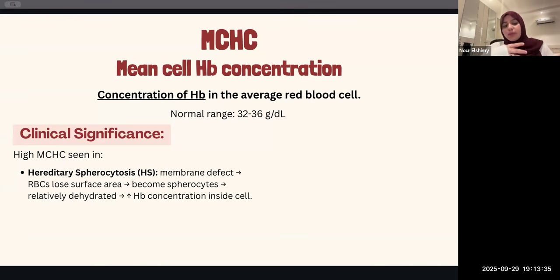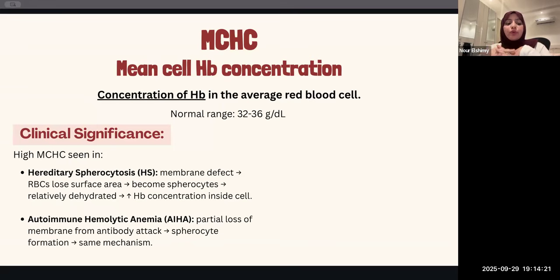So to sum this up, hereditary spherocytosis happens when there is a membrane defect for whatsoever cause, and when the cell membrane of the red blood cell gets defected, the red blood cell loses its surface area. Okay, so it becomes spherical in shape. So we call it spherocyte, because normally red blood cells do not look like a sphere. So in case of a membrane defect, it's going to look like a sphere, we call it spherocyte, and it becomes very dehydrated, so the hemoglobin concentration inside the cell increases. Okay.